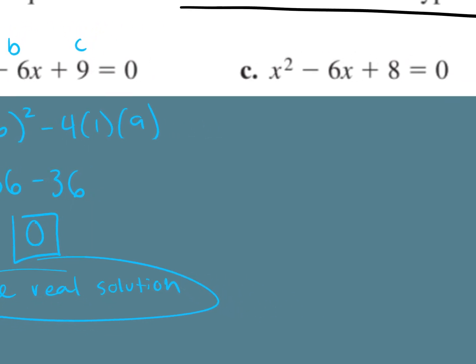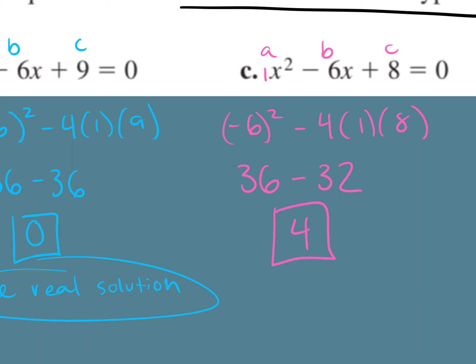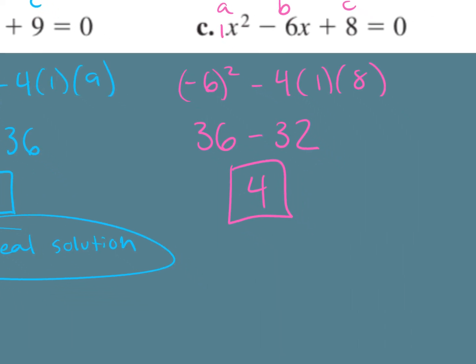Right, and then for C, what's my a? 1. What's my b? Negative 6. And what's my c? 8. So let's plug it in. I have negative 6 squared minus 4 times 1 times 8. What's negative 6 squared? 36. What is 4 times 1 times 8? 32. So 36 minus 32 is 4. So my discriminant is 4. What do we know if we have a positive discriminant? 2 real solutions.